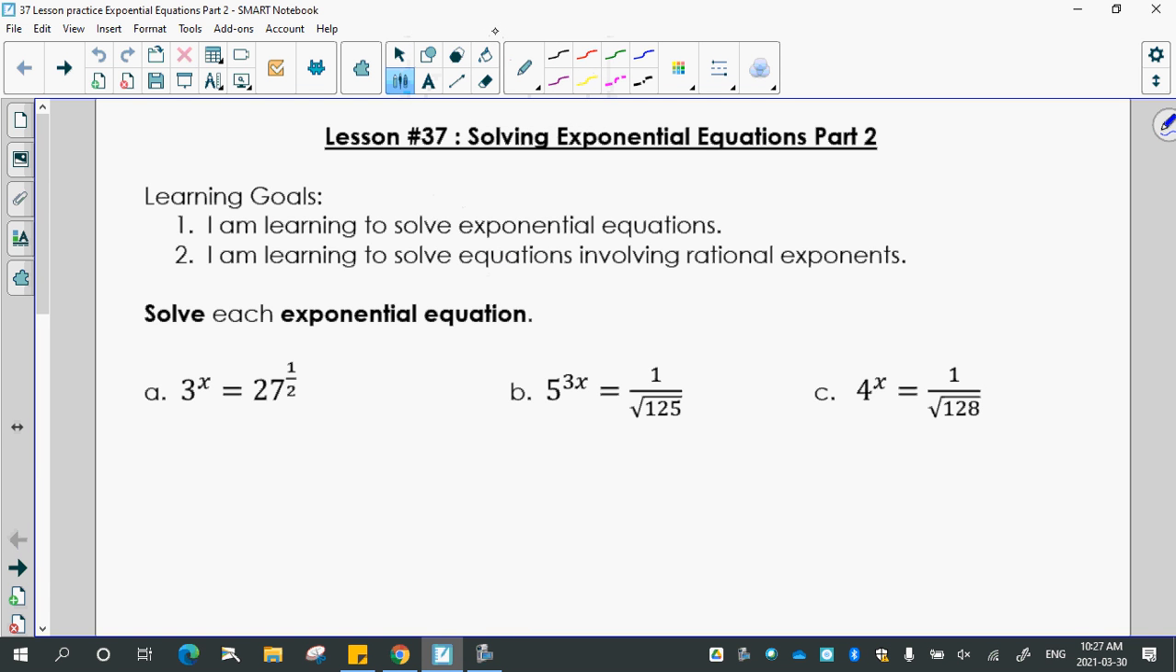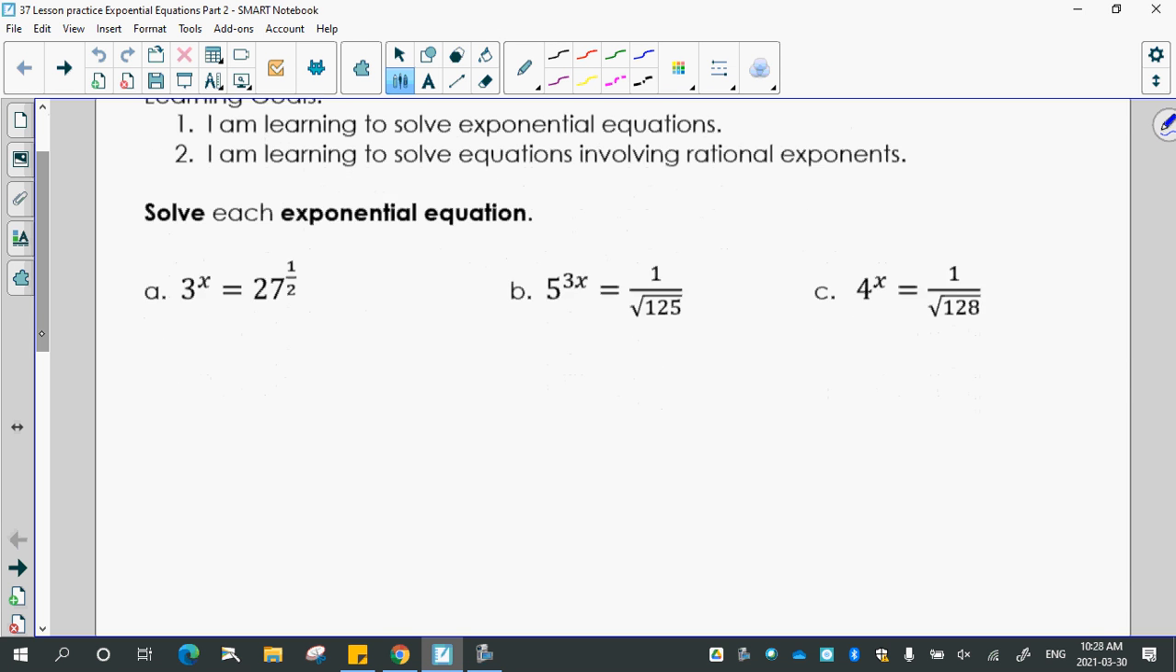Okay, so we're solving exponential equations again today. The difference is now we can have fractional exponents and radicals and solve them. Same idea as yesterday. We're going to get the same base on both sides and then set the exponents equal to each other. So we're still solving exponential equations. They're just harder versions of yesterday's ones. Okay. All right. So solve each exponential equation.